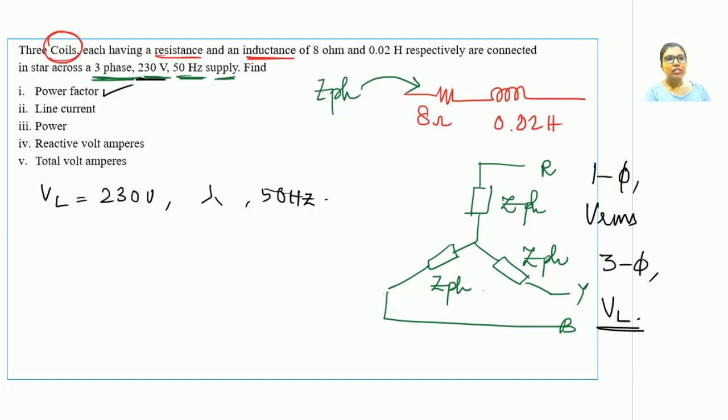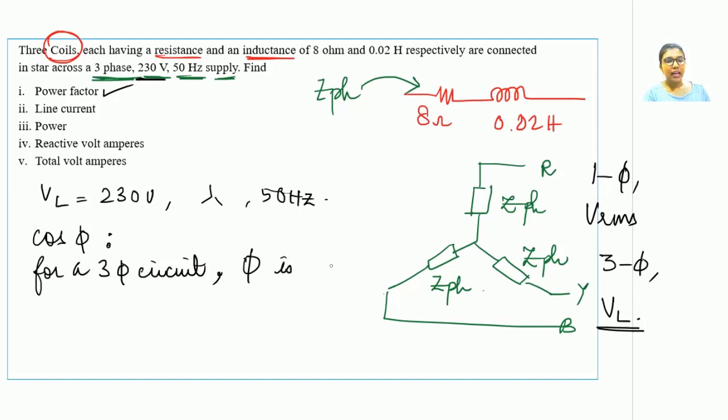Now going back to the basics of power factor, the power factor is the cosine of the angle between the voltage and the current. In a three-phase circuit, there are 2 voltages and 2 currents. So which one should we take into consideration? So please remember, or you can note down this thing. For a three-phase circuit, the angle phi, which will eventually give us the power factor by taking the cosine, is the angle between the phase voltage and the phase current.